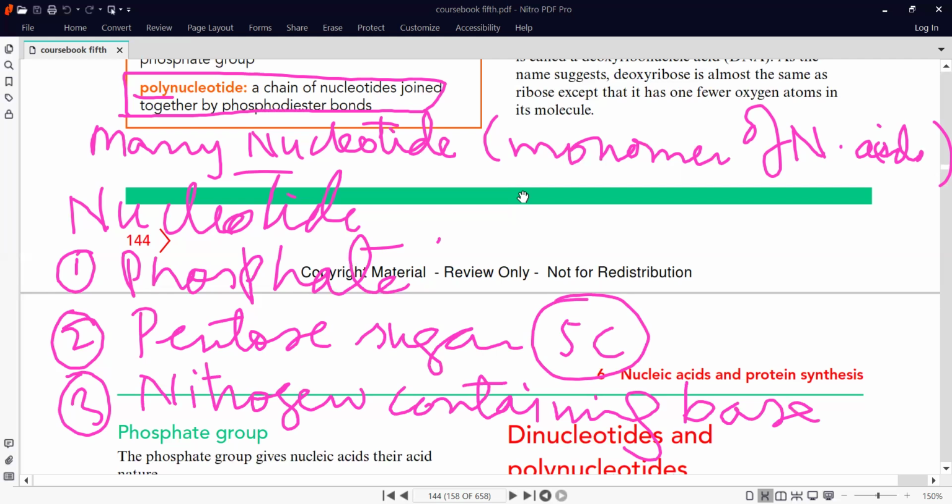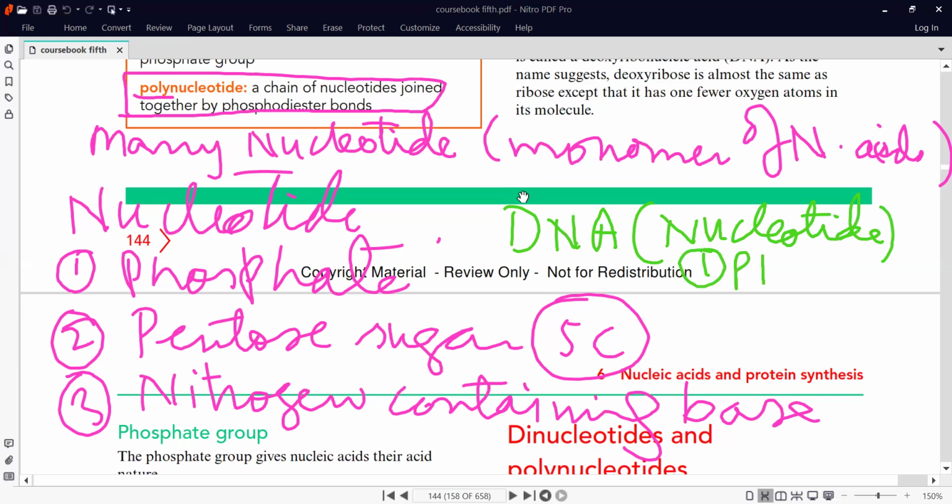Nitrogen containing base, right? This is the general formula for any nucleotide. But when I specify that this is the nucleotide of DNA, then what will I write? See, when I mention that this is the nucleotide of DNA, then here, first of all, I will write one phosphate group, which is the part of both DNA and RNA.